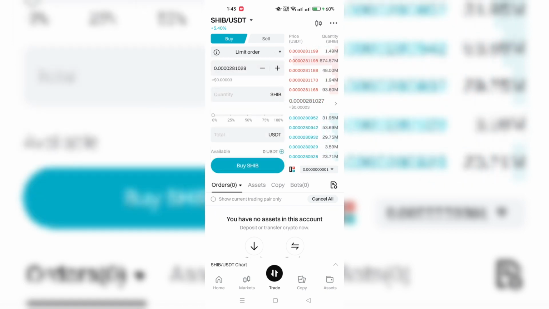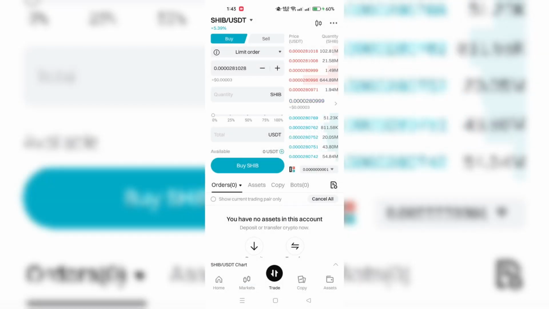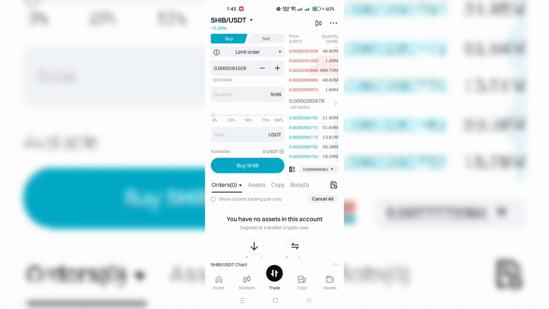To quick start, navigate to the spot section within the trade tab to explore available trading pairs. After selecting your desired pair, input the amount and choose the type of order, like buy or sell, to execute your trade.